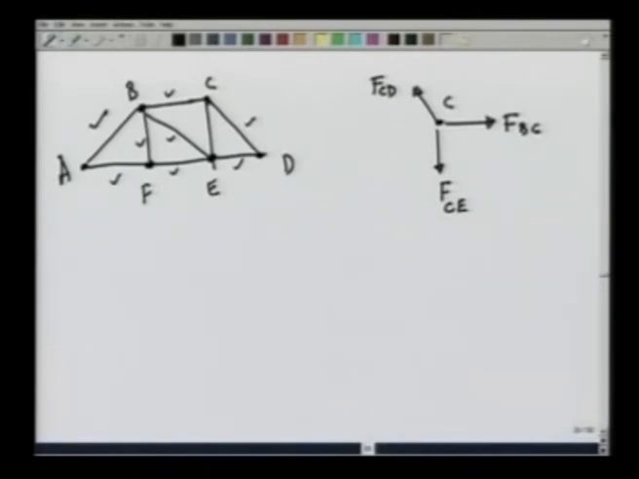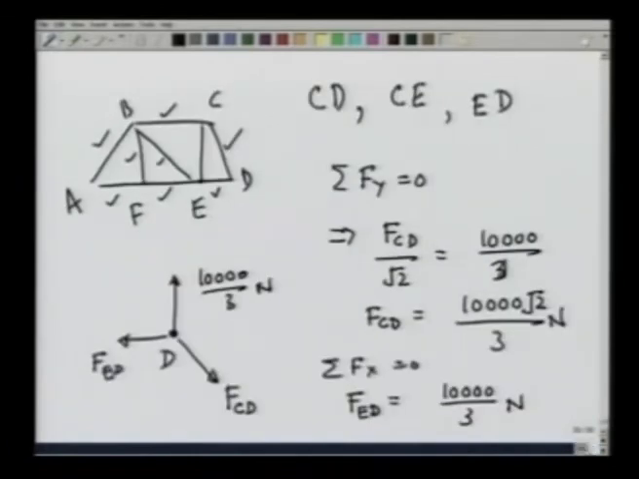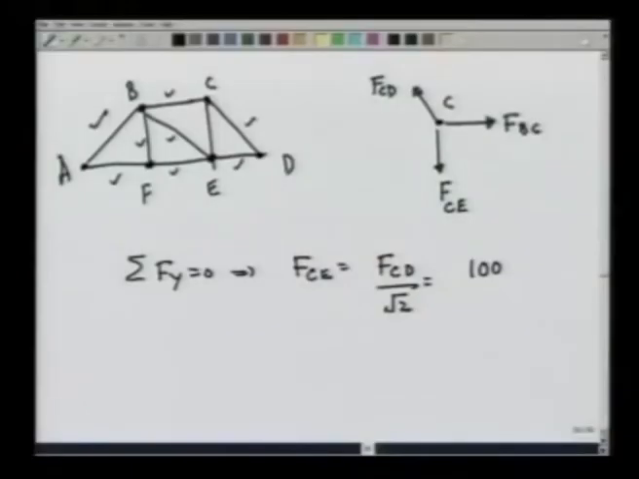Right away you can see that summation Fy equal to 0 would give me FCE to be equal to FCD over root 2, and we have already calculated FCD to be 10,000 over 3 times root 2 newtons, and therefore we get this to be 10,000 over 3 newtons.